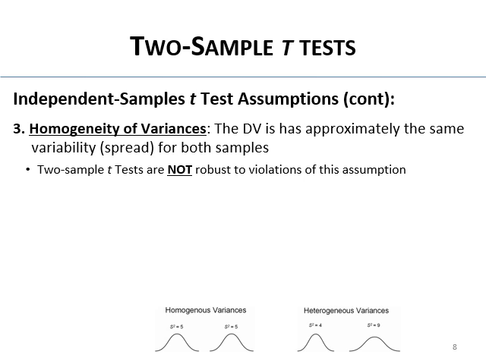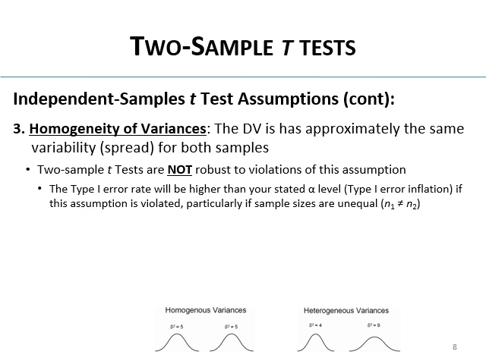So two-sample t-tests, in fact, all the t-tests are not robust to violations of this assumption, meaning if you violate this assumption, it really messes up the results. What happens specifically is that the type 1 error rate is higher than what you state as your alpha level. And we call that type 1 error inflation. So if you violate the assumption, you think it's alpha of 0.05, you got a 5% chance of making a type 1 error rate, but in reality, you've got something higher than 5%.